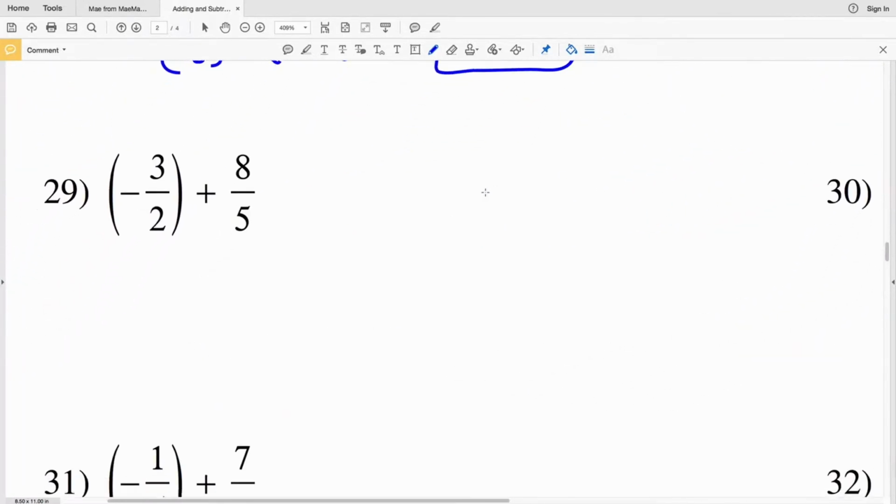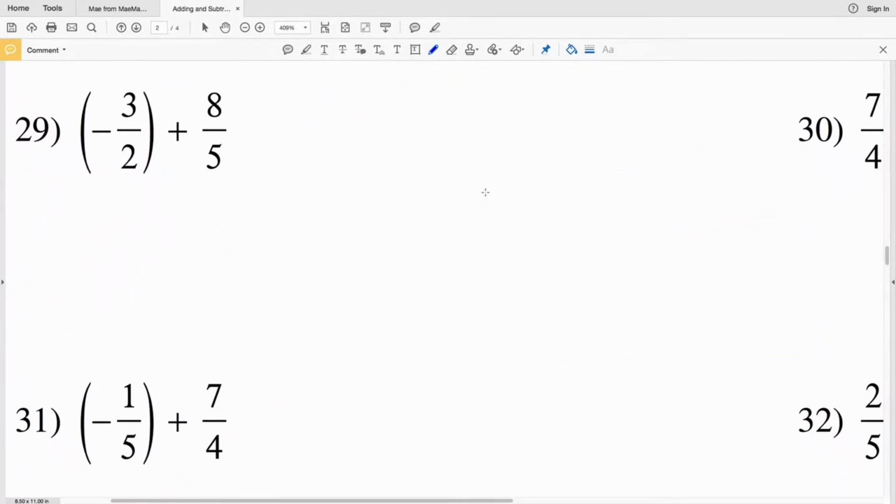Going from decimals, we're going to add and subtract fractions. Like always, we need to find a common denominator. The common denominator between 2 and 5 is 10. To go from 2 to 10, we multiplied by 5. So we have to multiply the numerator. So this first term is going to be a negative 3 times 5 is 15 over 10.